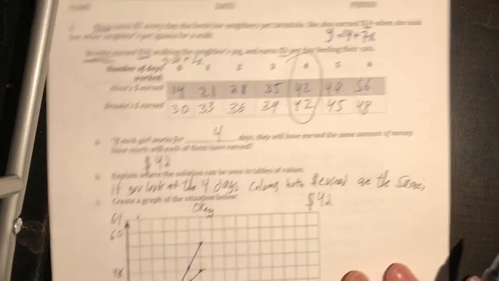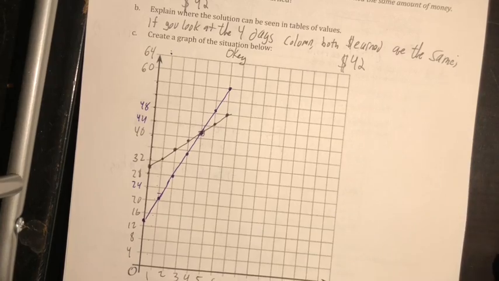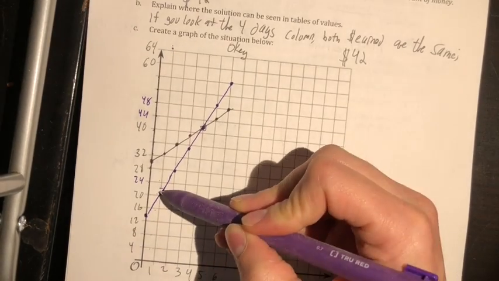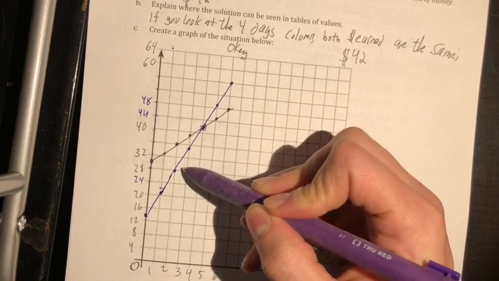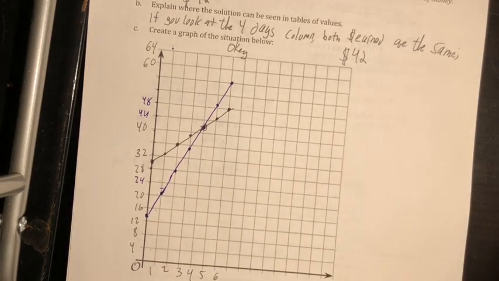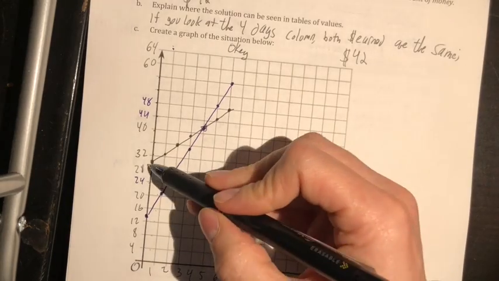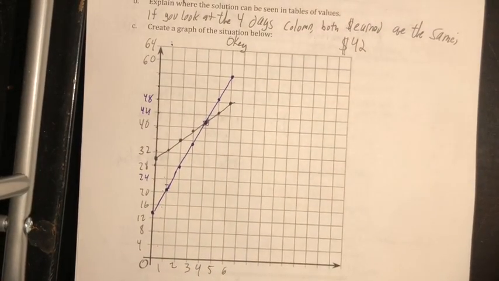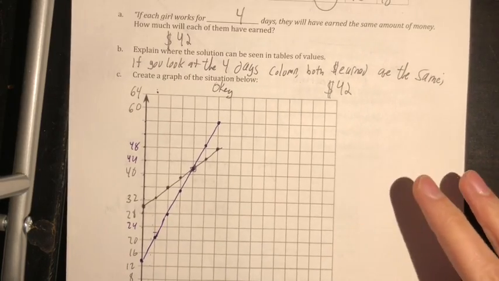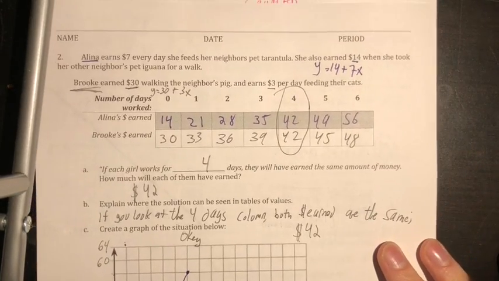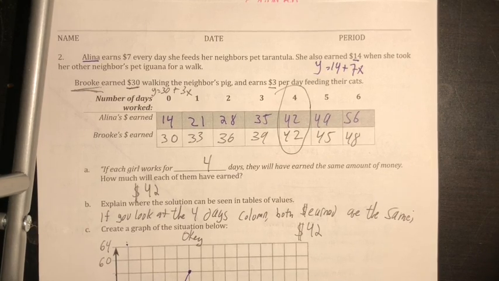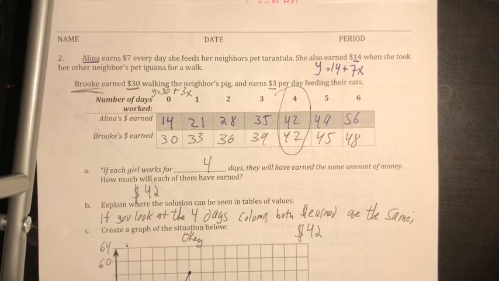So I can create my graph. Again, Alina's graph was purple, started at 14, and I had to approximate, but I had to figure out where in the gaps it would go. So 14, 21, 28, 35, 42. And Brooke's, 30, 33, 36, 39, 42. So we got that. All right. So following along should get you at least half the points of the exit slip. And then hopefully you can get a few more as well.